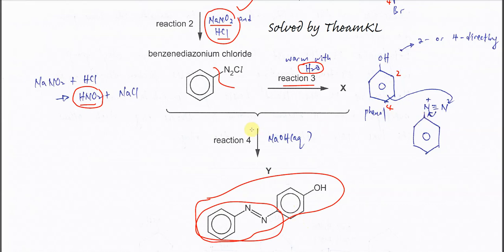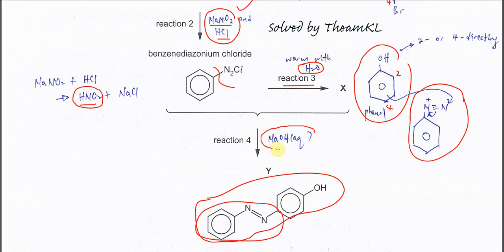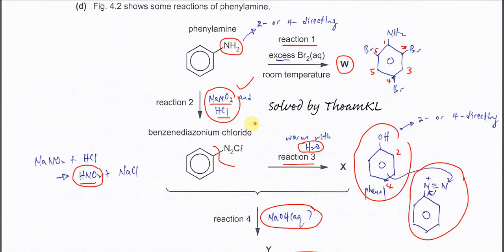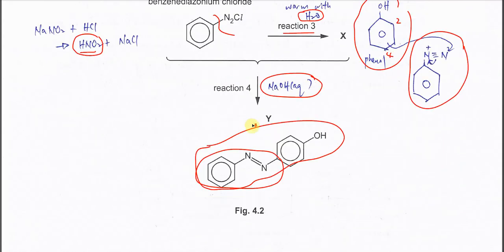And of course, this reaction, the reaction of phenol and benzene diazonium chloride, must happen under alkaline condition. Sodium hydroxide is needed. These are all the reactions that happen for this part D. Quite complicated.